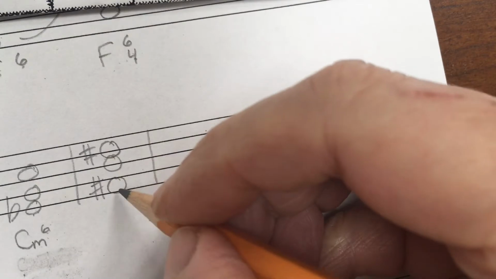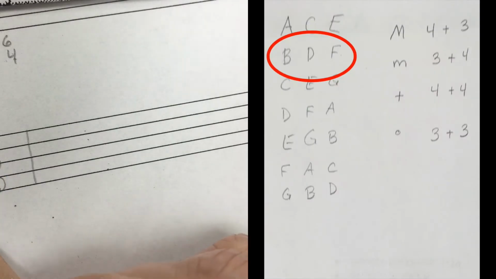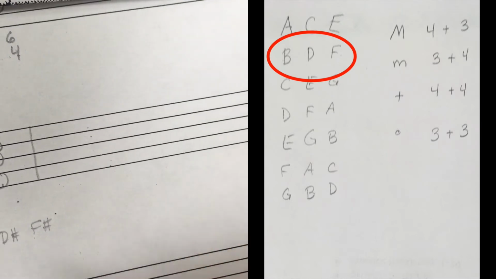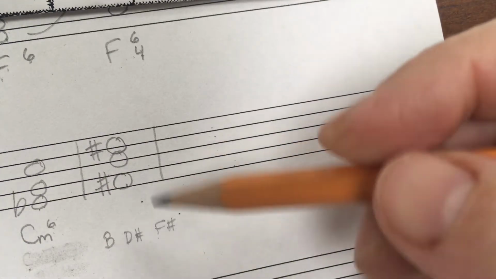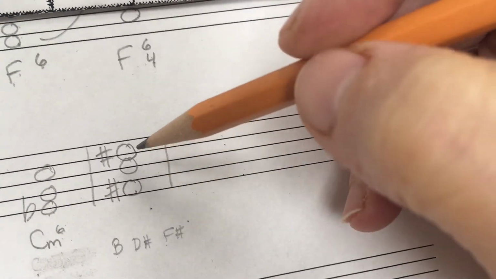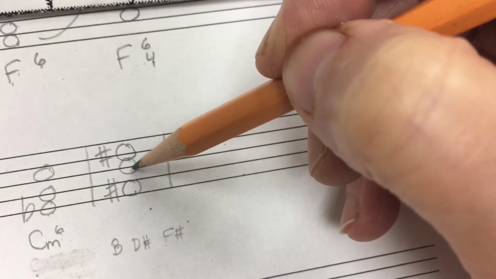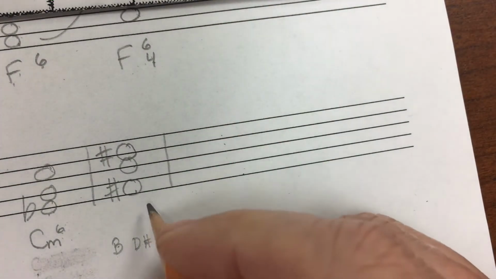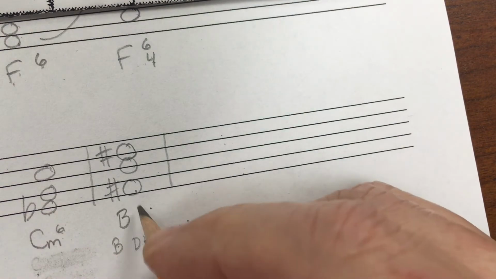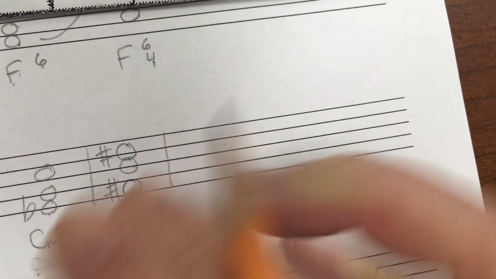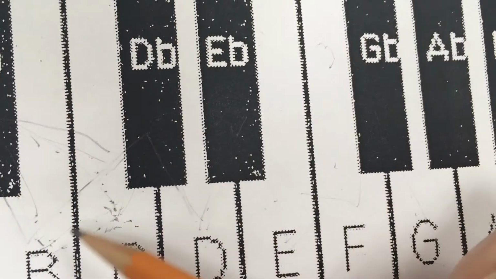Here we have F sharp, B, and D sharp. Let's put those in order. B, skip a letter, D sharp, skip a letter, F sharp. That would be in triad order. Okay? Now, where's our root? Our root is B. B is in the middle. If the root is in the middle, we know it's second inversion. So this is going to be a B something 6/4, because 6/4 is second inversion.